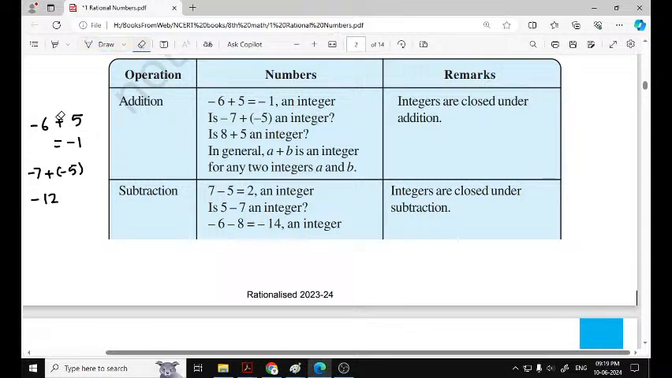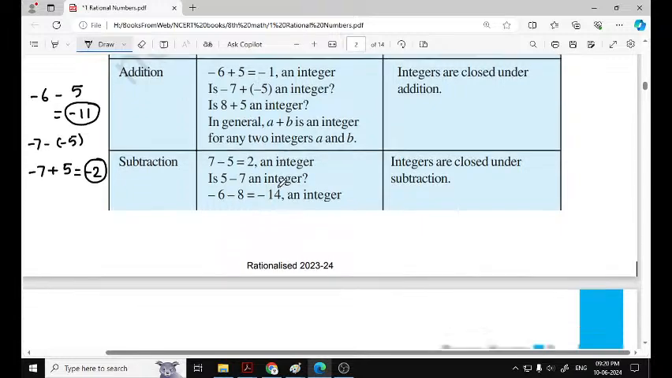Now let us find out the difference of these numbers. Consider any two integers. -6 minus 5 is -11. -7 minus -5, this minus of minus becomes plus. -7 plus 5 is -2, which is an integer. This is an integer, this is an integer. So addition and subtraction for integers will give you an integer again.